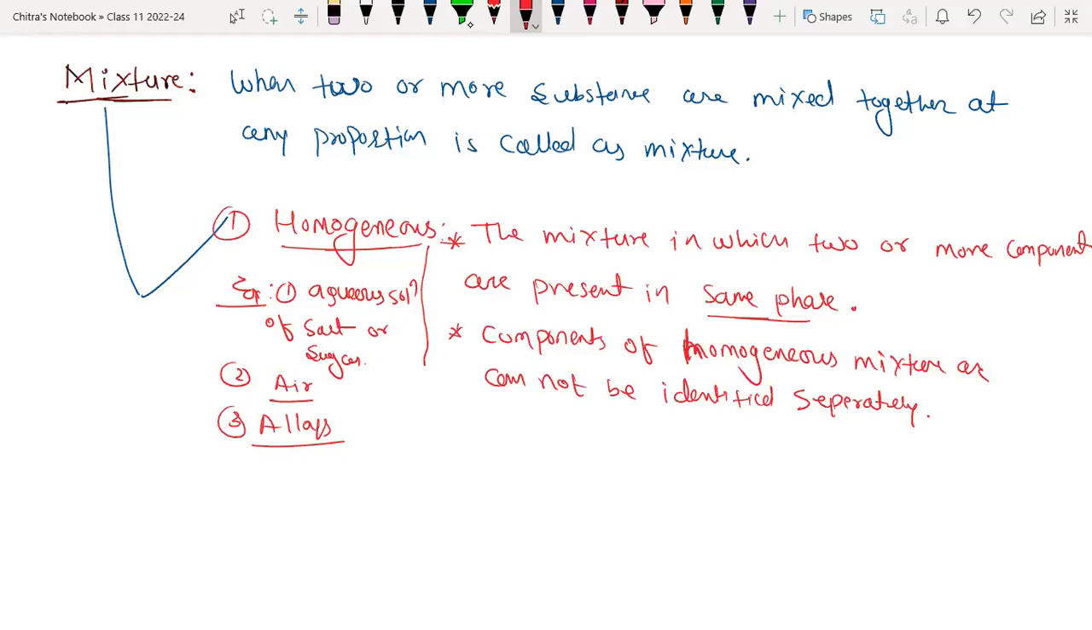Understood? Now we are going to discuss heterogeneous mixtures. This is the second part.